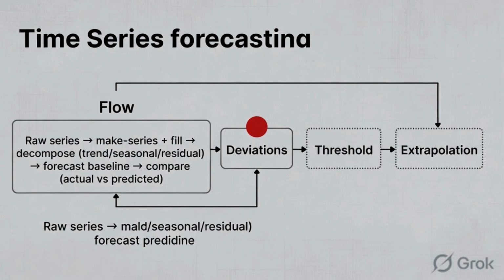This pipeline is incredibly powerful. Decompose to understand patterns, forecast to predict normal, then alert on surprises or thresholds. It powers predictive alerting, capacity planning, and baseline deviation monitoring, turning reactive firefighting into proactive intelligence. Regularize first, decompose deeply, forecast smartly, and your time series becomes truly actionable.